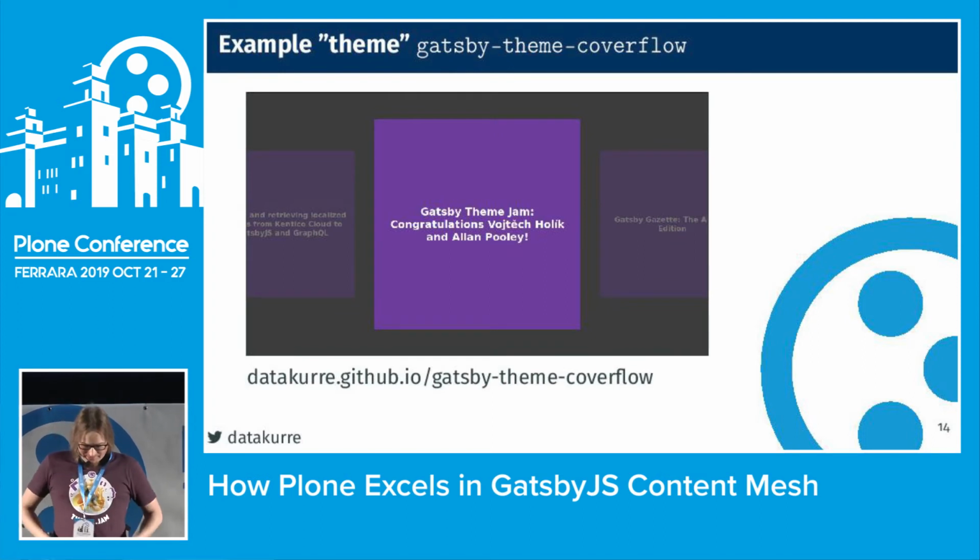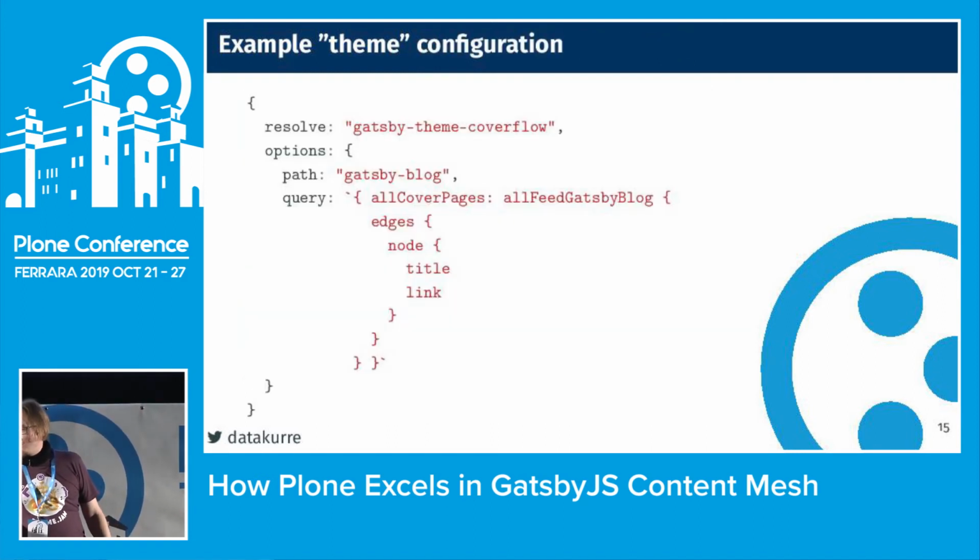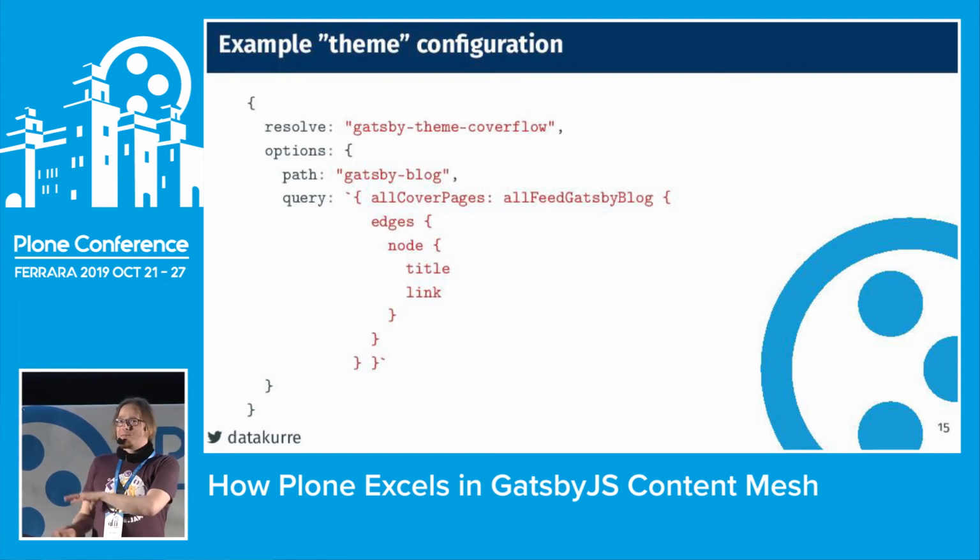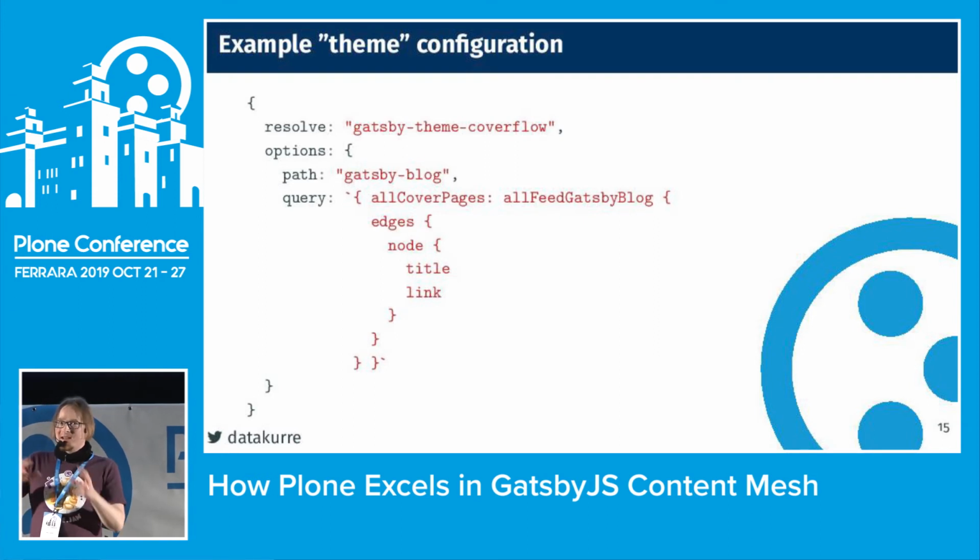I made one example Gatsby theme myself. The idea was a fancy cover flow of some pages, and this is what my configuration looked like. I let users configure the address for that cover flow, and then the GraphQL query you use to fetch content for that cover flow. That example shows one nice feature of GraphQL called aliasing. All cover pages is the structure I require for my plugin, but with GraphQL aliases, it can get that data from any Gatsby source and transform it into the correct JSON for my plugin.